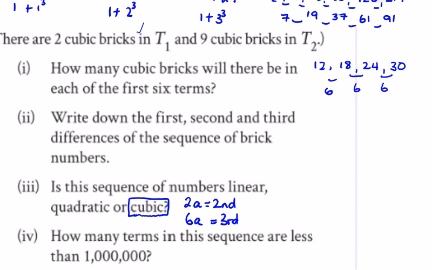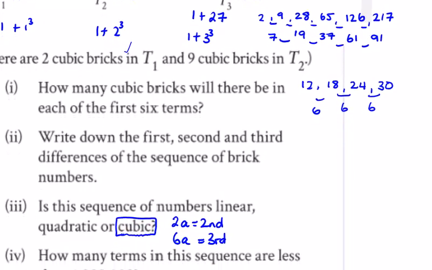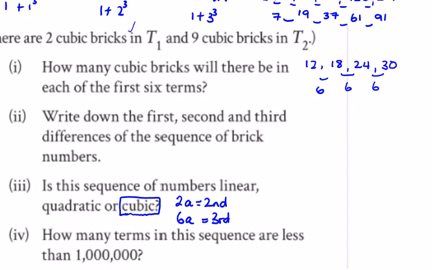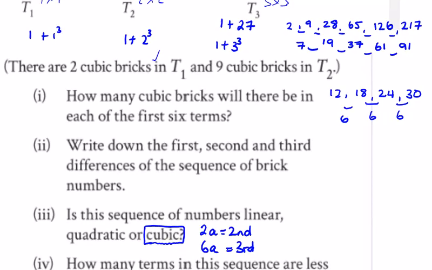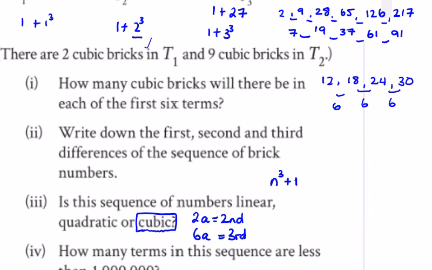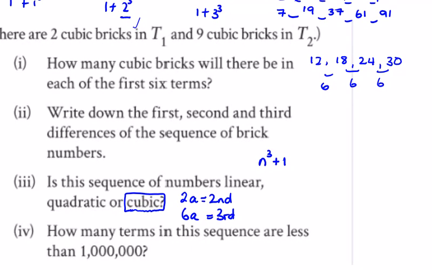How many terms in this sequence are less than 1 million? So what we need to do here is find the sequence in terms of n, tn. We kind of have it already. It's 1 plus n cubed, isn't it? 1 plus 2 cubed. So it's n cubed plus 1 is the sequence. And how many terms in this sequence will be less than 1 million? This will have to be less than 1 million. We find which term is 6 zeros.